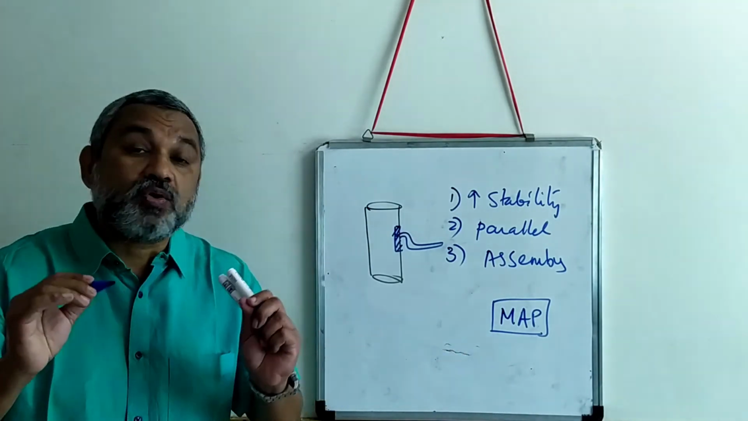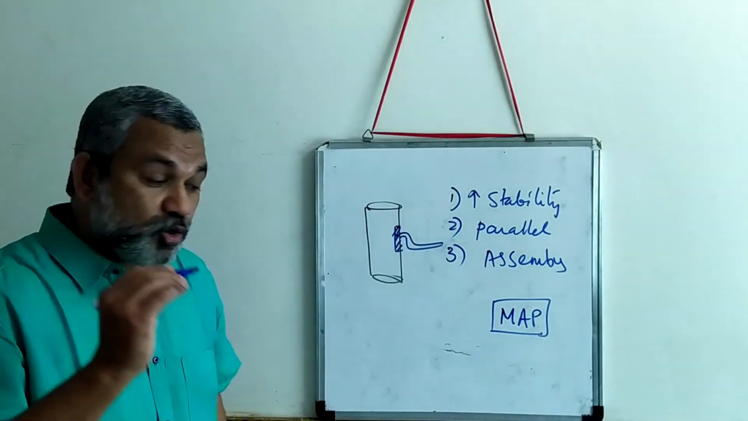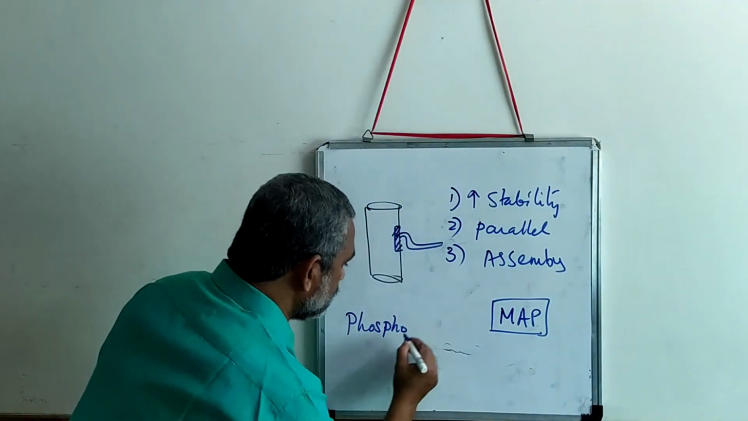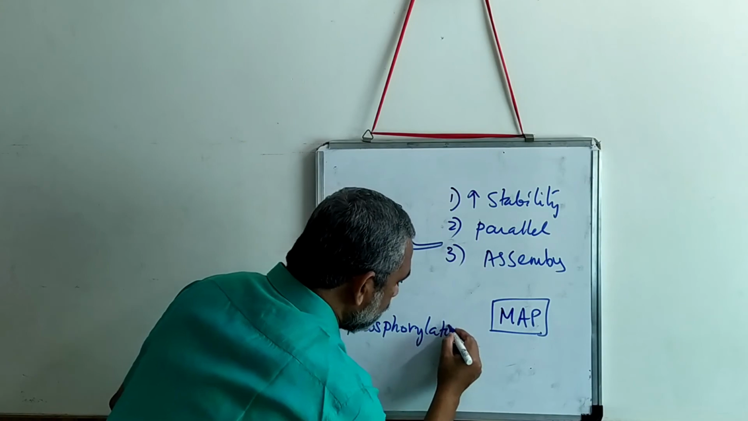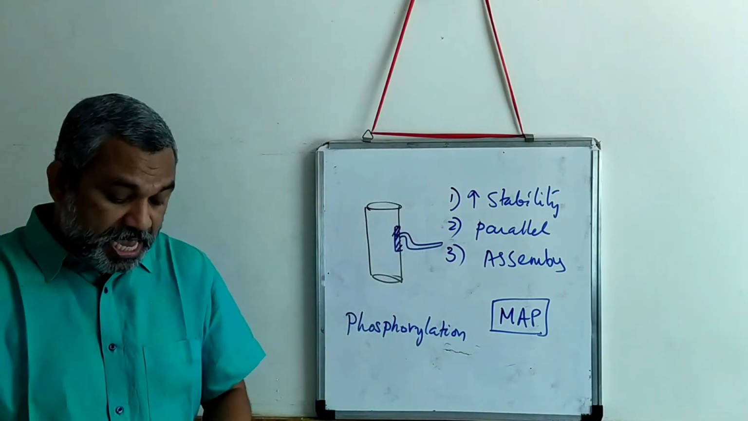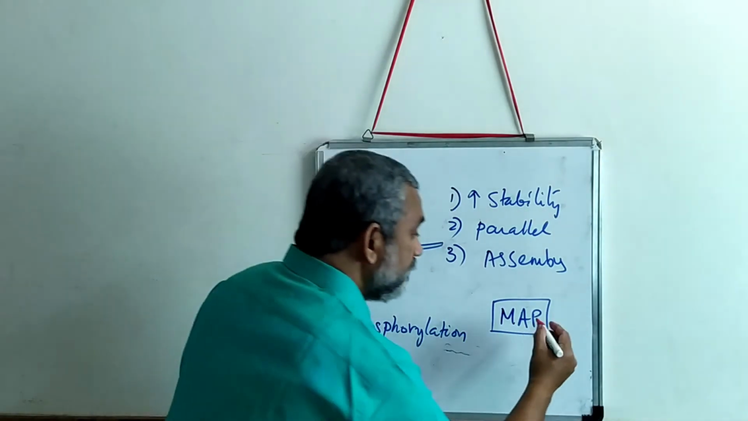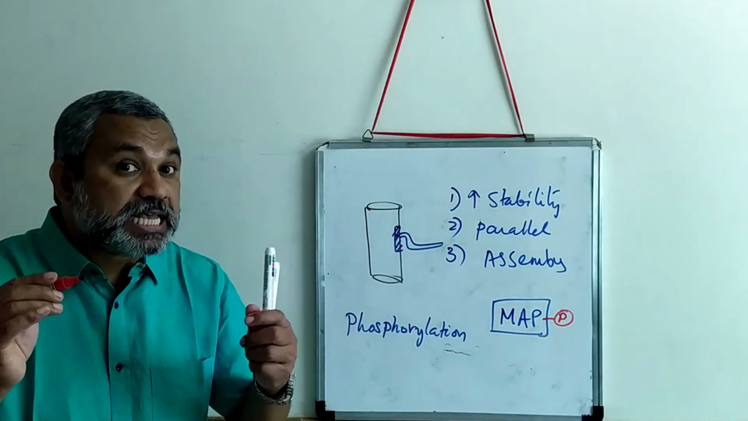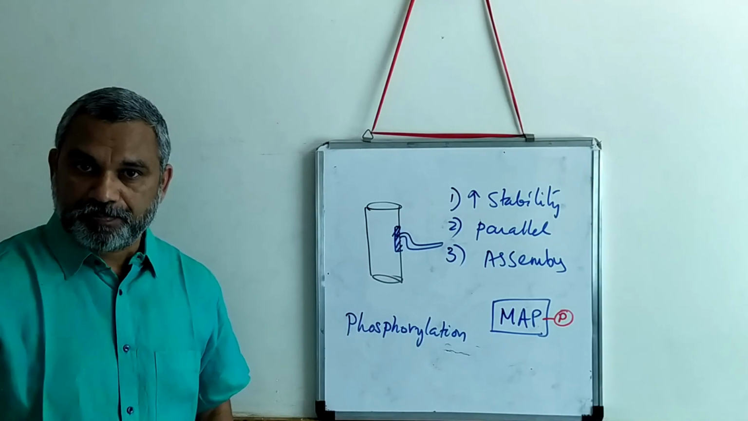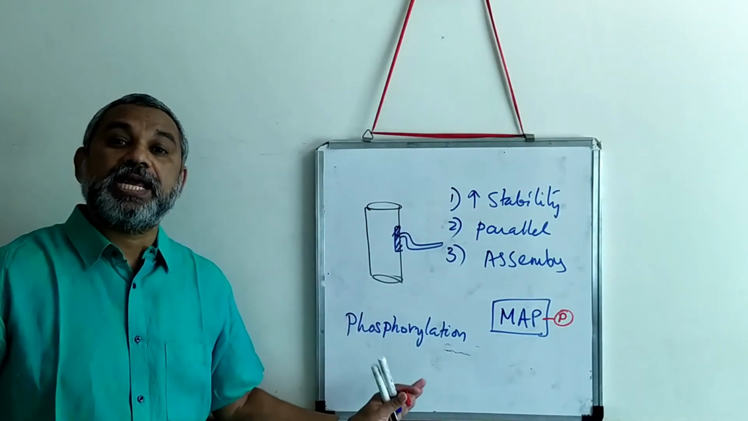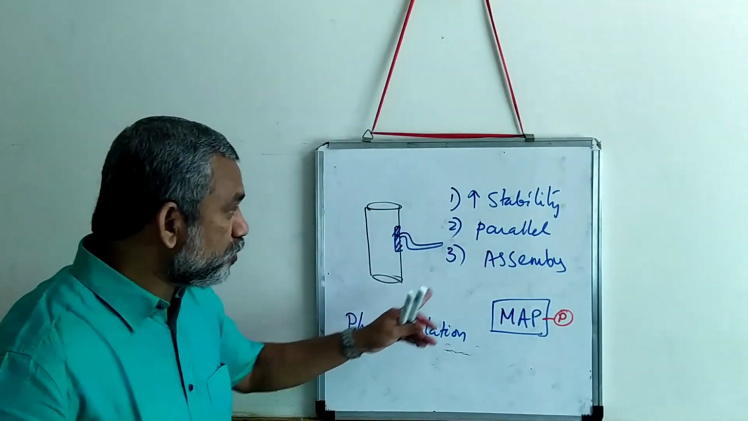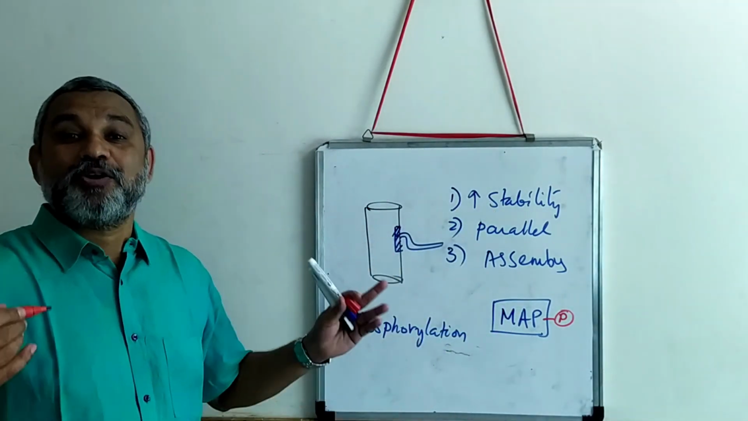Now, MAP is also highly regulated through phosphorylation and dephosphorylation. If MAP is phosphorylated, that promotes disassembly of the microtubule. So a dephosphorylated MAP is required to maintain the microtubules in a stable conformation.